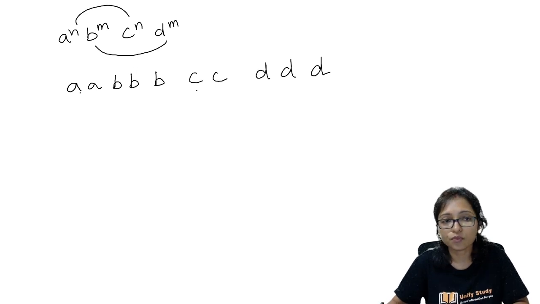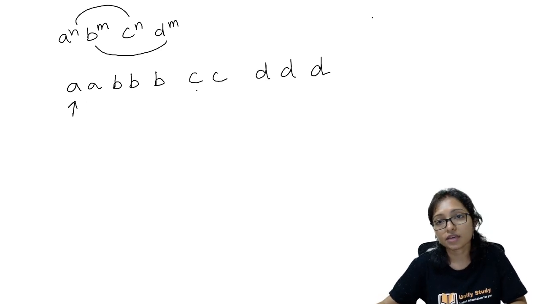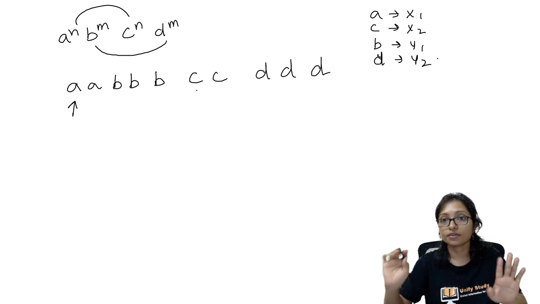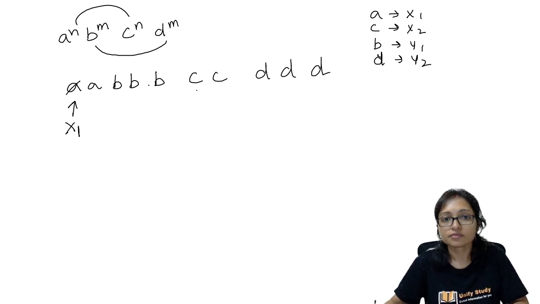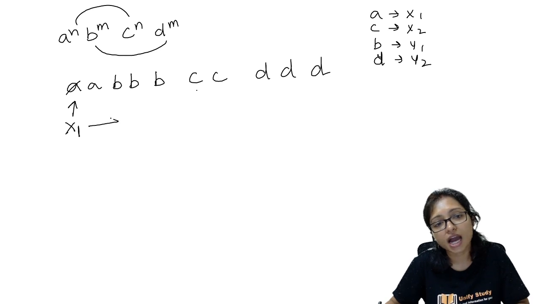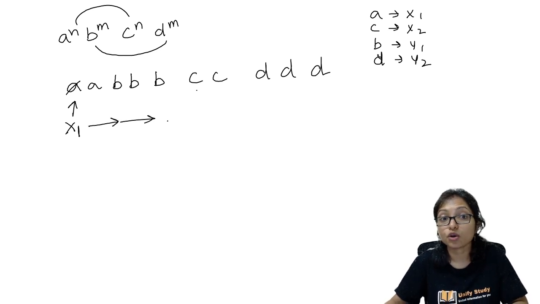How will the Turing machine work here? It will start with this a. Whenever it starts with this a, as given in the question, a will be replaced with x1, c will be replaced with x2, b will be replaced with y1 and d will be replaced with y2. It was given in the question, right? So that's why I am going to replace a with x1.